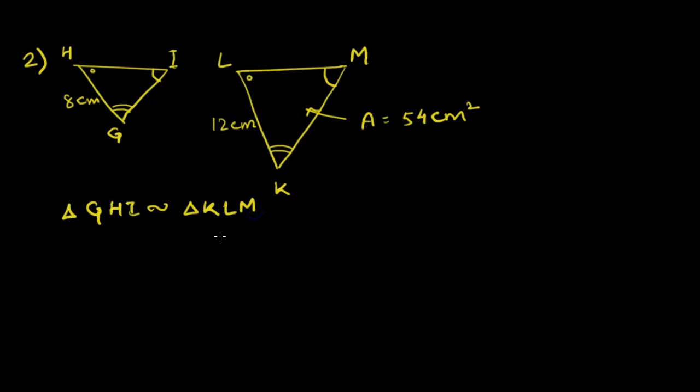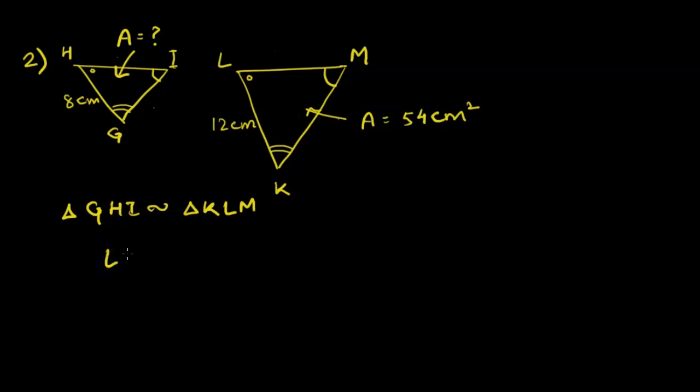So when the triangles are similar, that means their sides are in the same ratio, and we can use the sides to get the scale factor. We do not know the other two corresponding sides, but we know one of the corresponding sides of the two triangles, that is side GH and KL, that we can use to find out the scale factor. In this particular example, the question wants us to find out the area of the smaller triangle, that is GHI. We are given the area of the bigger triangle. Now what we will be doing here is that first we will be finding the scale factor.